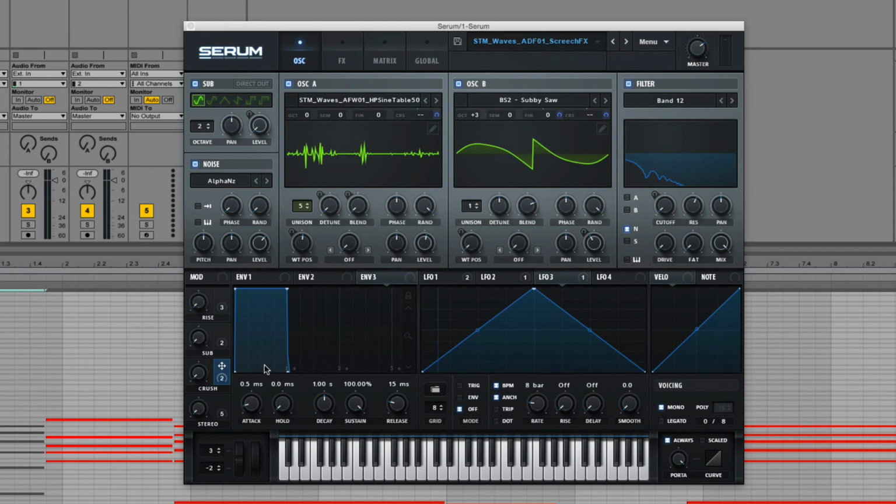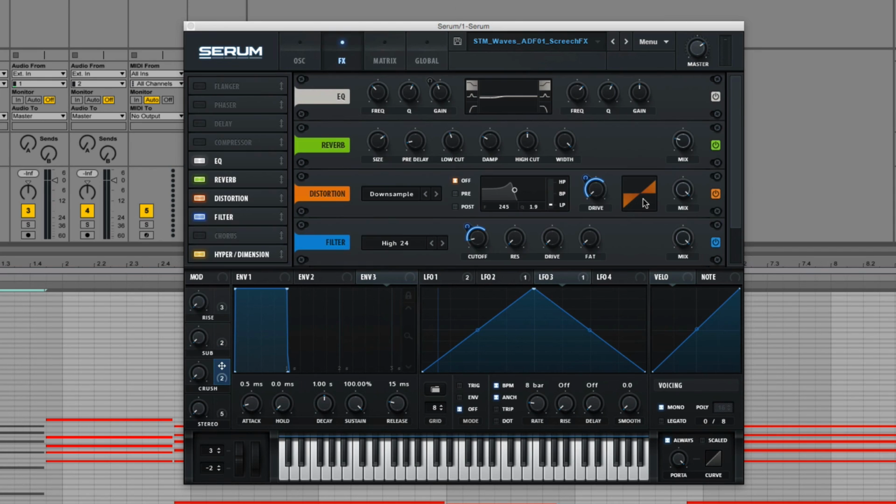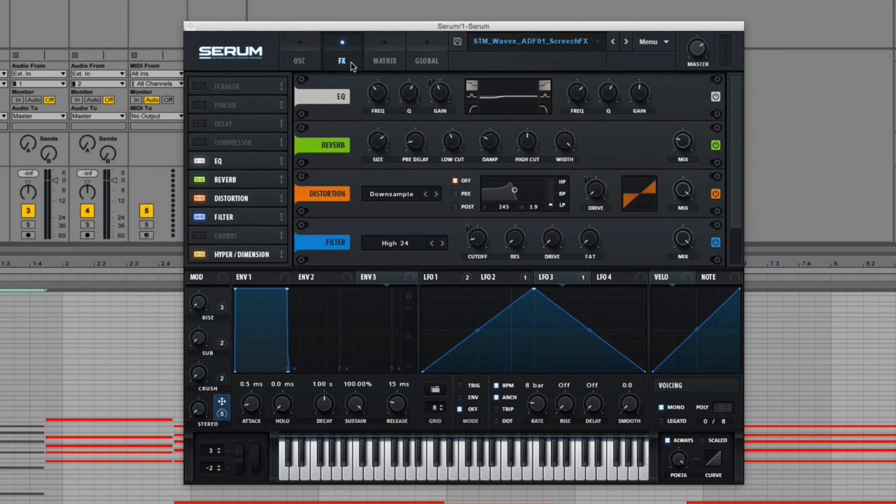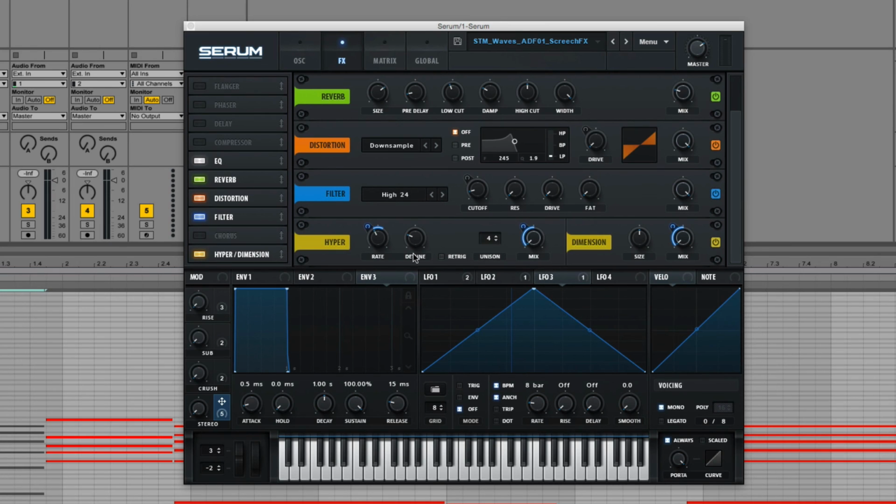Next we have Crush, which increases the amount of drive on the downsample distortion and increases the cutoff filter on the second high pass so that the sound is filtered out as it's crushed. And then you have Stereo. Stereo is detune and blend on the first oscillator, and also rate, mix, and mix on hyper and hyper dimension.